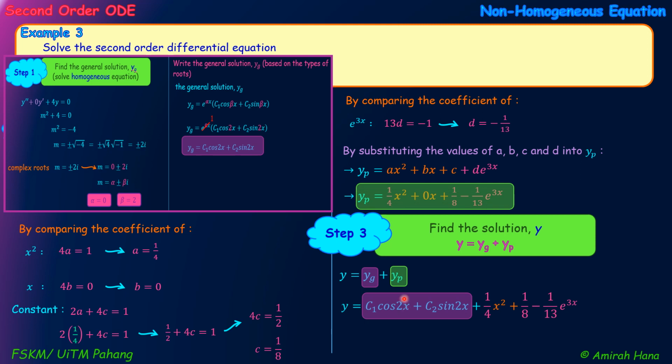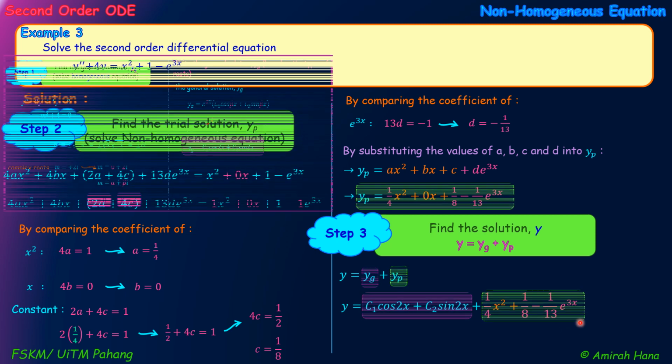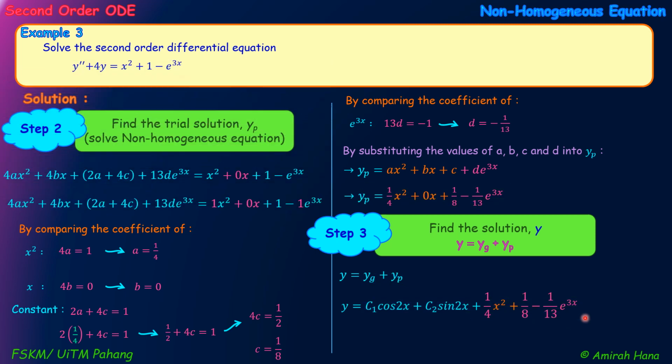And then yp equals 1 over 4 x squared plus 0x plus 1 over 8 minus 1 over 13 e to the power of 3x. We don't need to write plus 0x. So we just write 1 over 4 x squared plus 1 over 8 minus 1 over 13 e to the power of 3x.